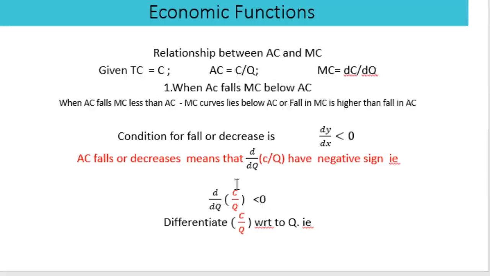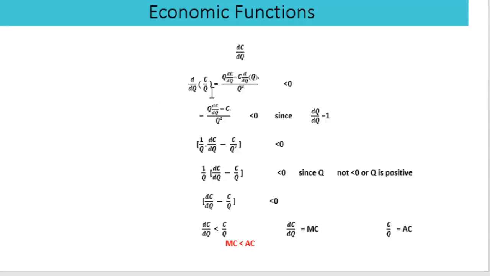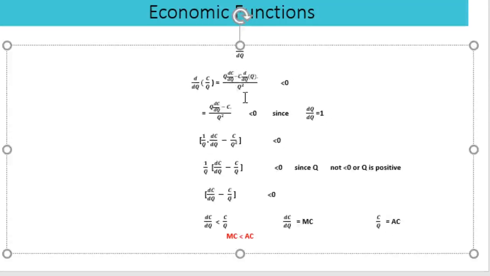Now, differentiate this C by Q with respect to Q. Here we need to apply the quotient rule. d by dQ of C by Q equal to, we know the quotient rule, Q into the derivative of C minus C into the derivative of Q, whole divided by Q square. This is the quotient rule. That is, d by dQ of C by Q equal to Q into dC by dQ minus C into d by dQ of Q. Here, this should be less than 0.